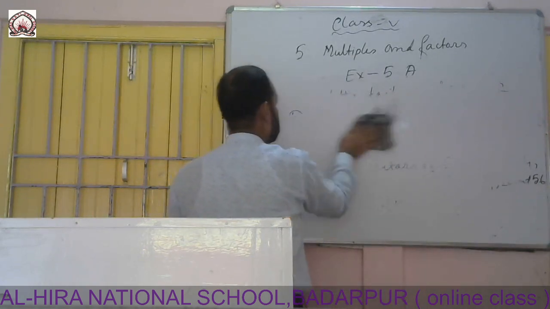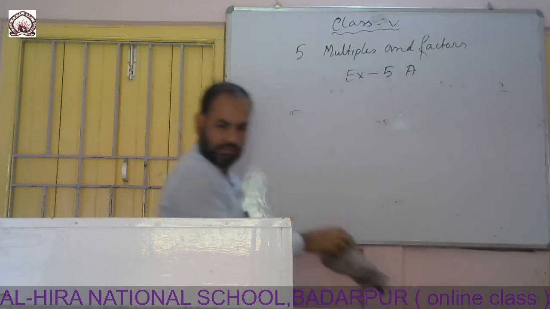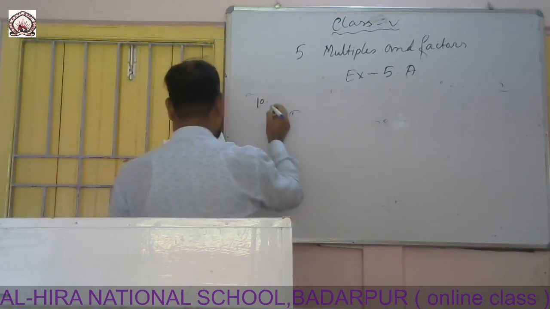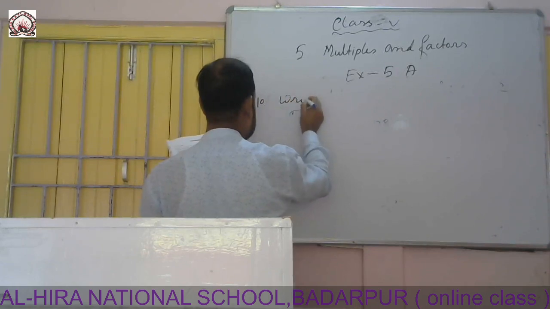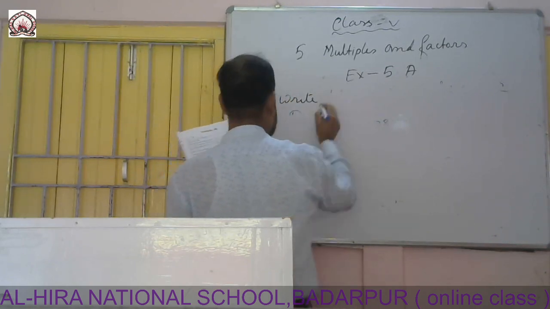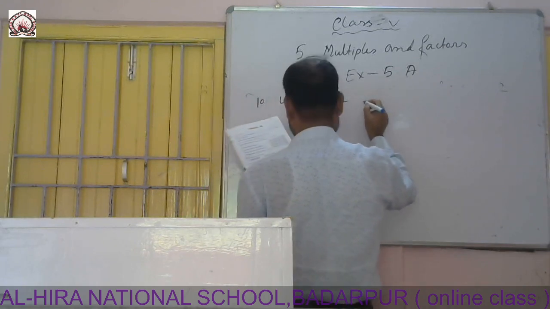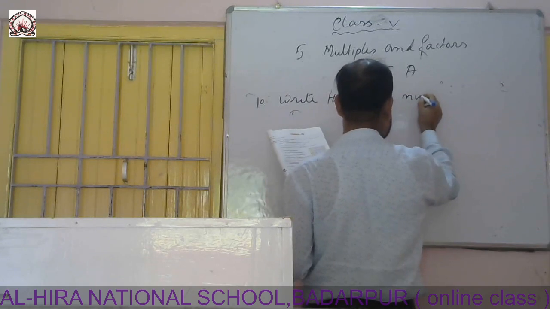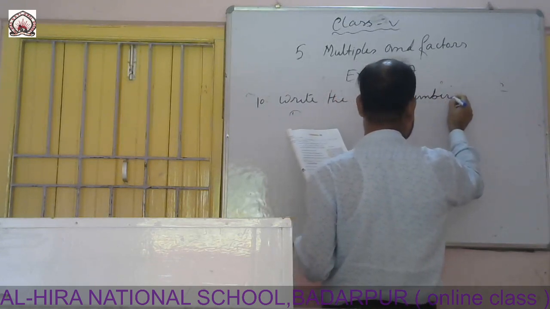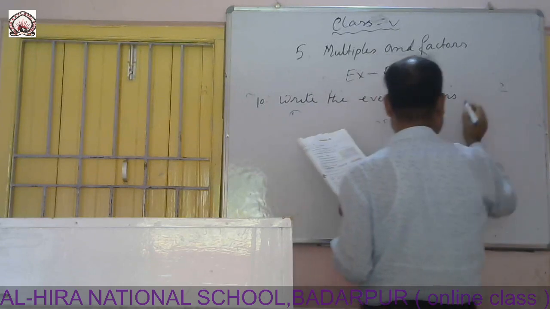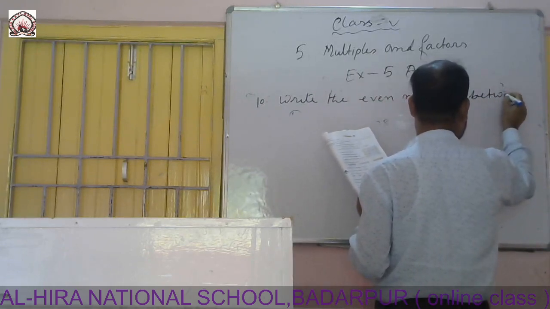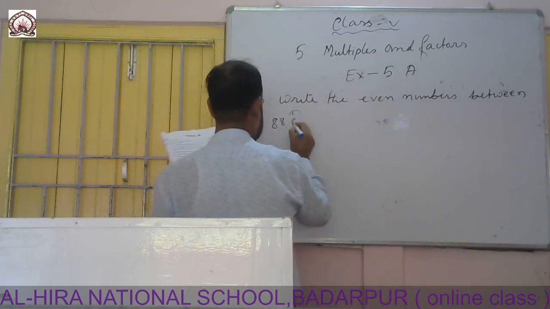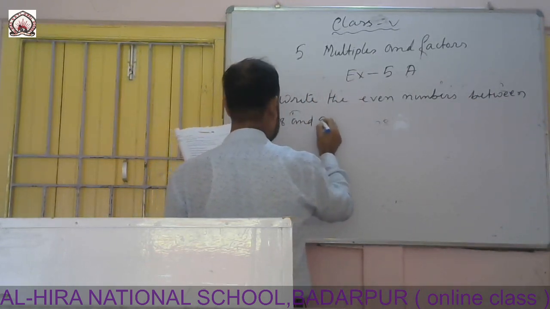Next, question number 10. Write the even numbers between 88 and 99.